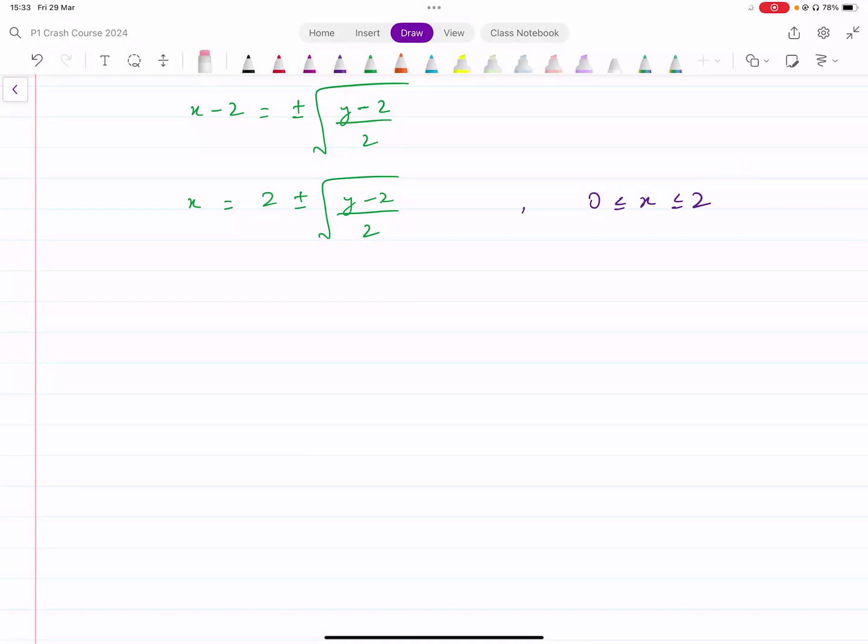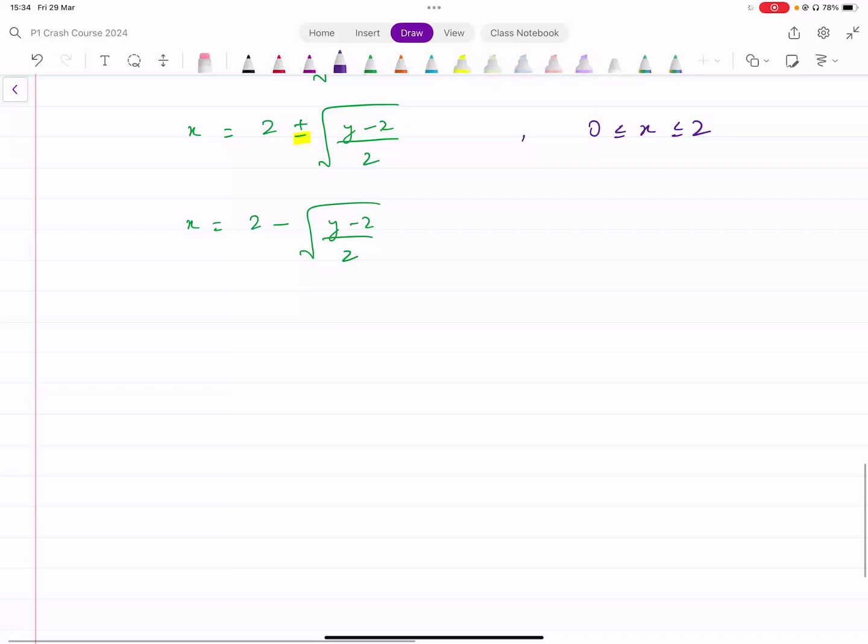You can only get some value within this interval with a minus sign here. You can't get a value within this interval with the plus sign. So we choose the minus sign in this case. And that gives us x equals 2 minus square root of y minus 2 over 2. Now you interchange the variables and write down the inverse function. You would say f inverse of x equals 2 minus square root of x minus 2 divided by 2. And that's the inverse function.